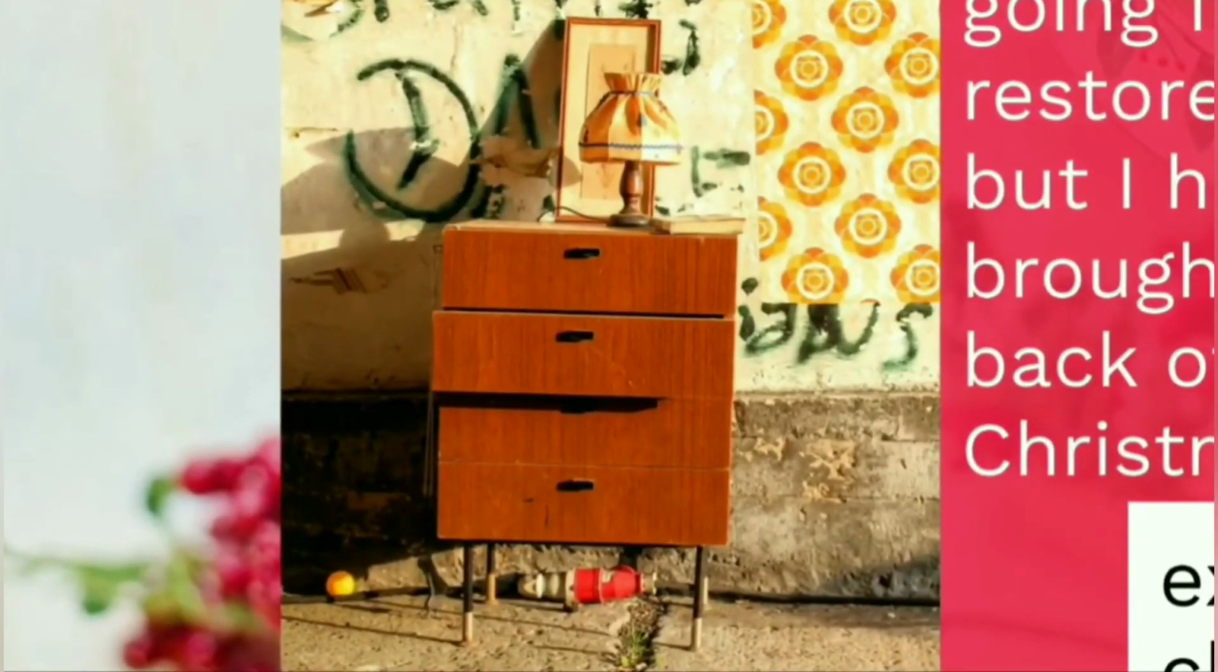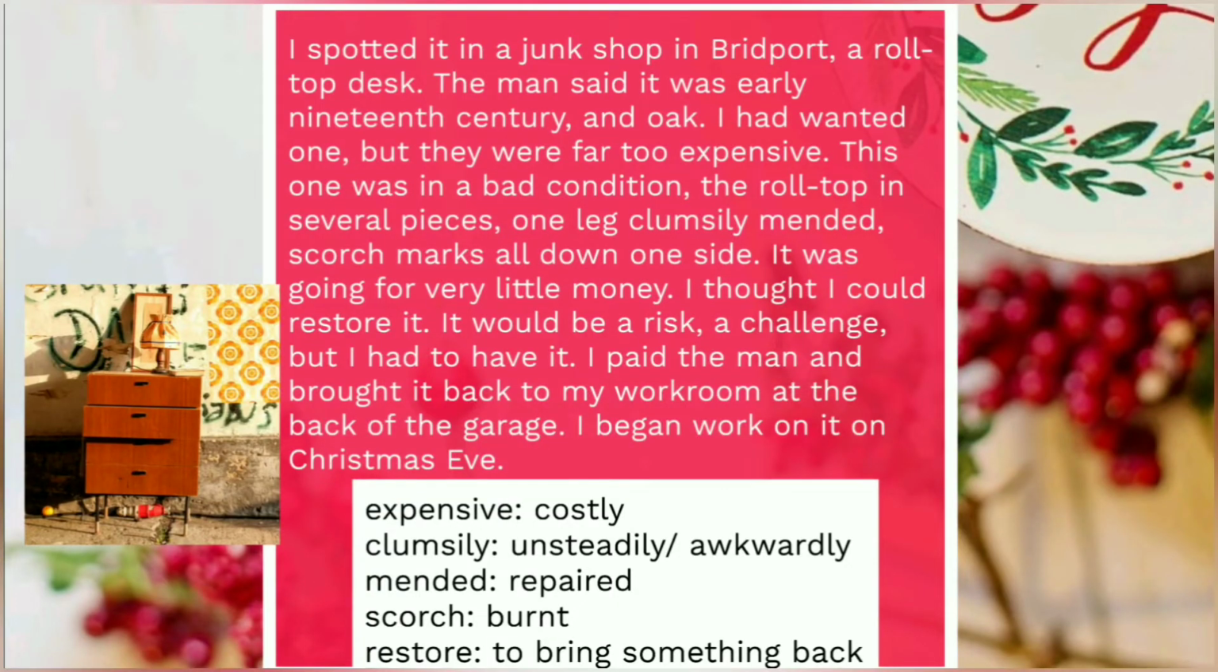So the narrator goes to a junk shop and finds a roll-top desk. The shopkeeper tells him that it is very old and made of oak tree wood. You can take a look at the picture of a roll-top desk here. The narrator had always felt that these tables were very expensive. Expensive means very costly. This one was in a bad condition.